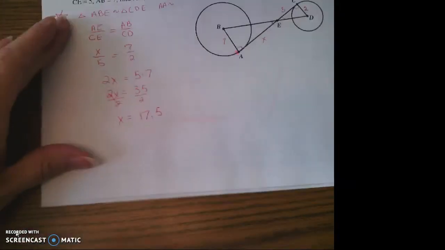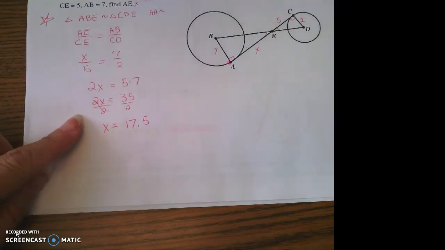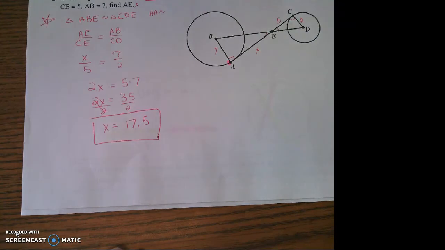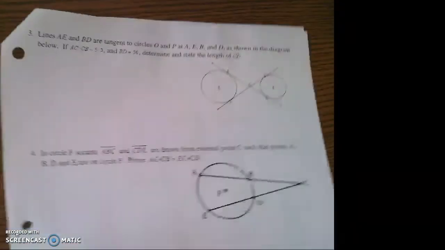So, the last video ended, I was wrapping this up. So 2x equals 35, divide both sides by 2, x equals 17.5. That's your length from A to E. All right, let's check out some more.